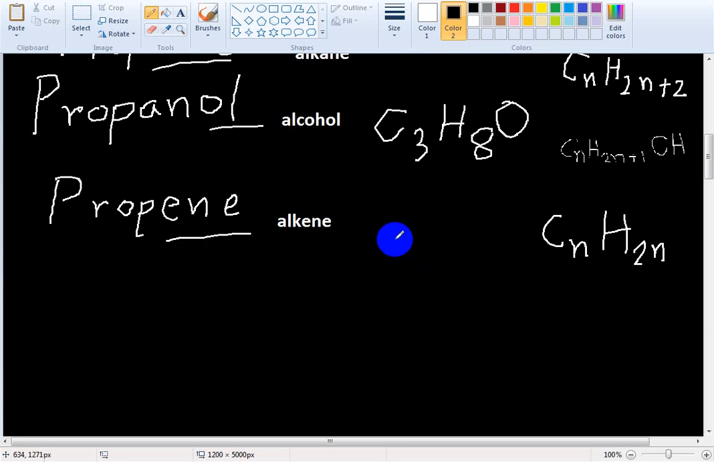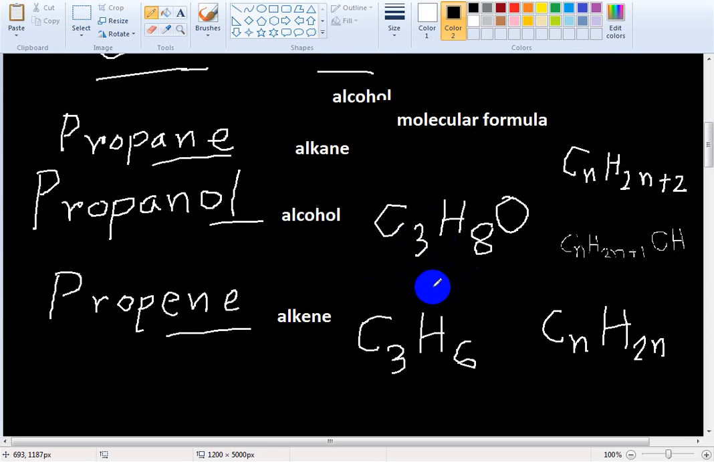How many carbon? Put n equal to 3. How many carbon? 3. How many hydrogen? 6. Okay, this is good. This is the alkene general formula.